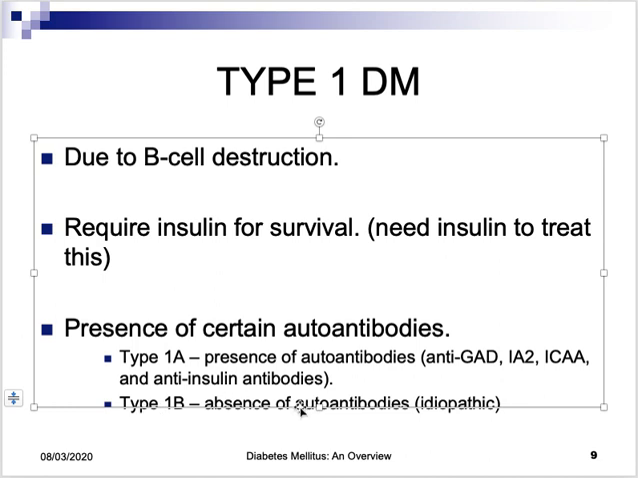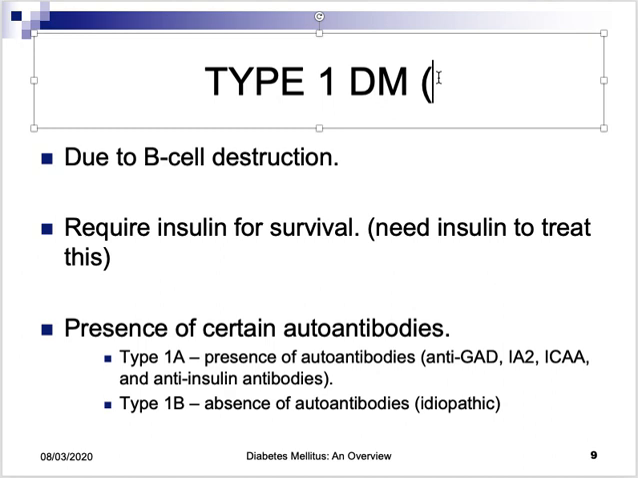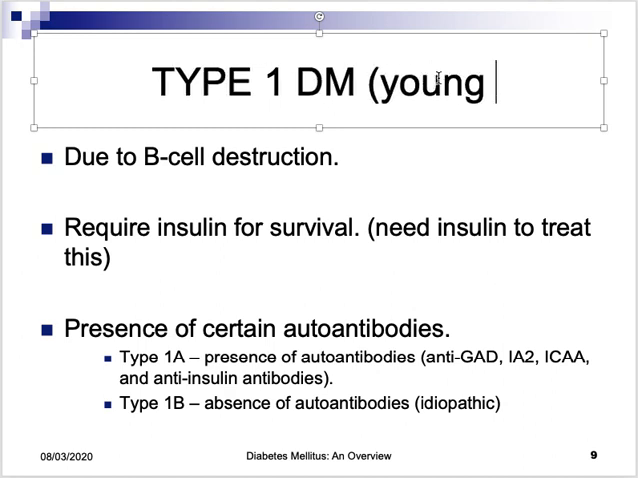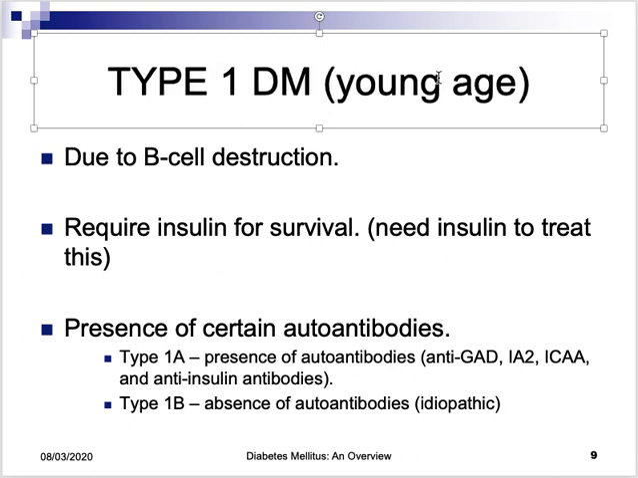And there is type 1b, which is the absence of autoantibodies. In that case, as we don't know the cause, we call that type idiopathic. One very important point to remember: in type 1 diabetes mellitus, the onset is at a young age. Most of the time these are young people, mostly less than 30 years of age, sometimes in their teenage years, sometimes very young, like babies. Type 1a is when there is presence of autoantibodies. Type 1b is when we simply don't know what has destroyed the beta cells of the pancreas, so it is called idiopathic.